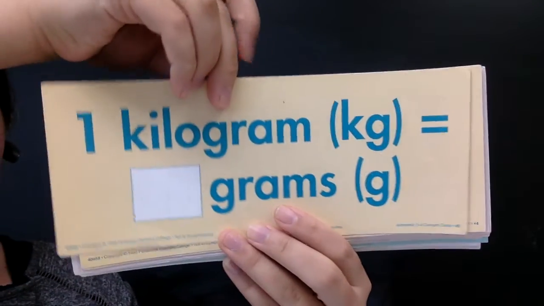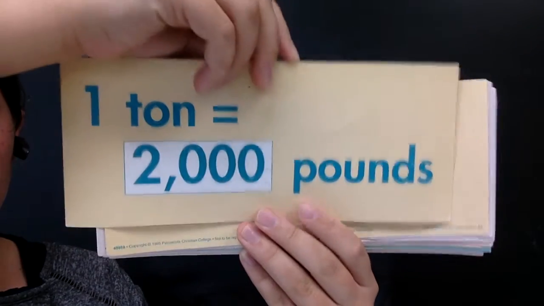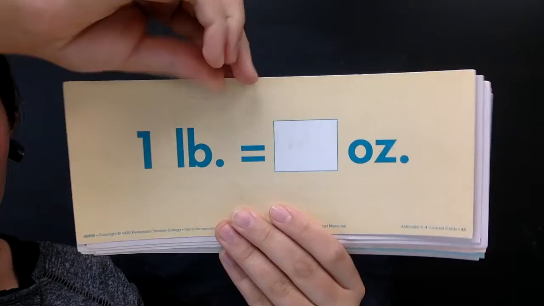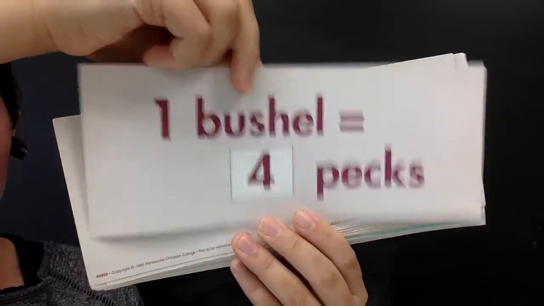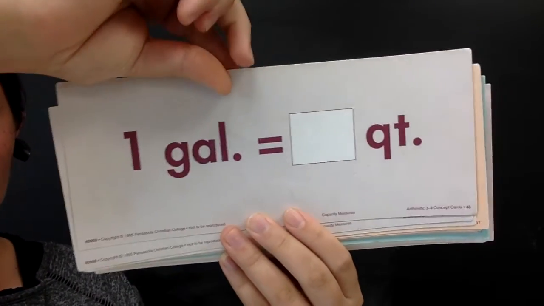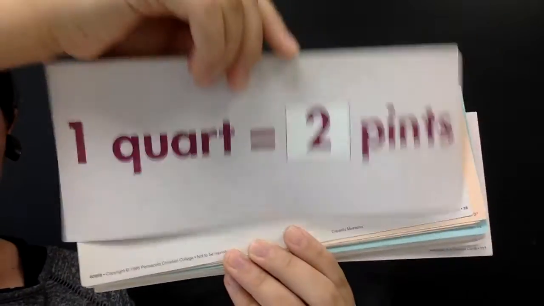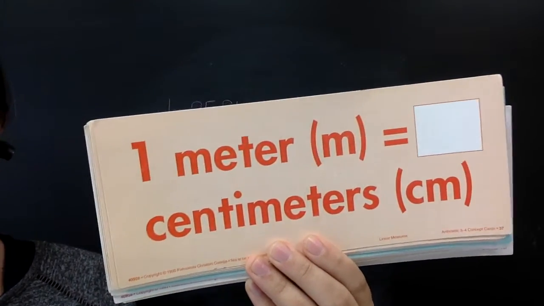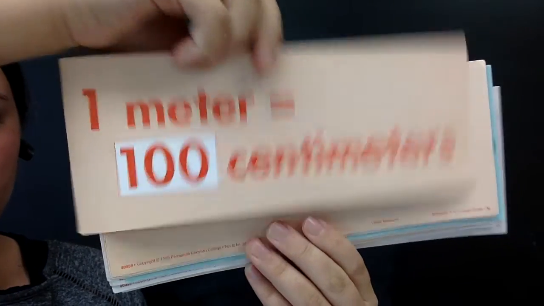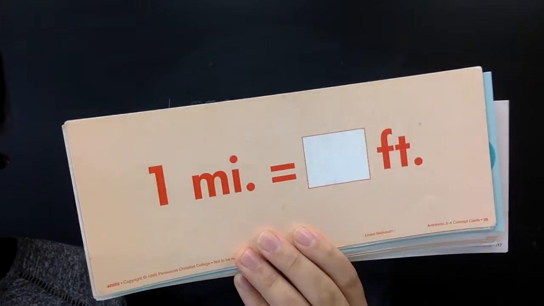2,200. 1 kilogram equals how many grams? 1,000. 1 ton equals how many pounds? 2,000. 1 pound equals how many ounces? 16. 1 bushel equals how many pecks? 4. 1 peck equals how many quarts? 8. 1 gallon equals how many quarts? 4. 1 quart equals how many pints? 2. 1 pint equals how many cups? 2. 1 meter equals how many centimeters? 100. 1 mile equals how many yards? 1,760. 1 mile equals how many feet?